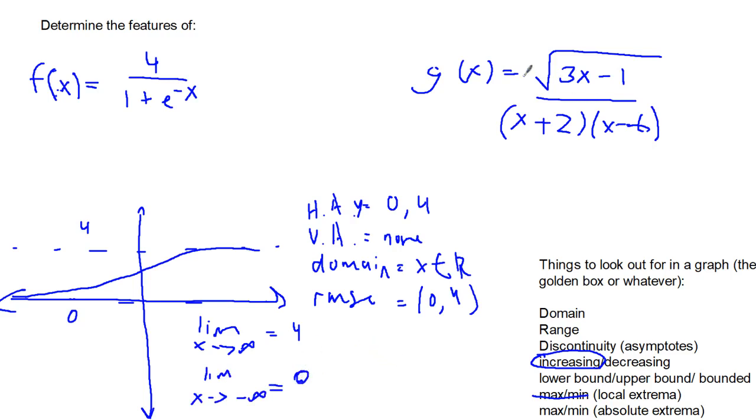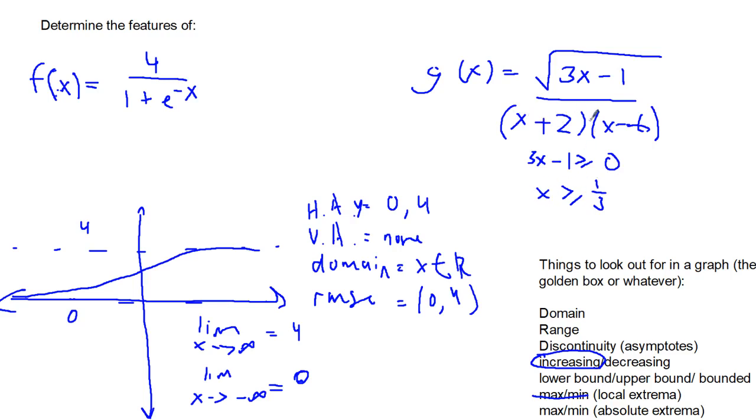So there you go. I want to do this, but I don't want to do this at the same time. Okay, let's do it. So, domain. What's the domain? Well, it can really be anything except when you make the inside less than 0. So 3x minus 1 has to be more than or equal to 0. So 3x has to be more than or equal to 1, and then x has to be more than or equal to 1/3. Right? x has to be more than or equal to 1/3. So that's the domain.